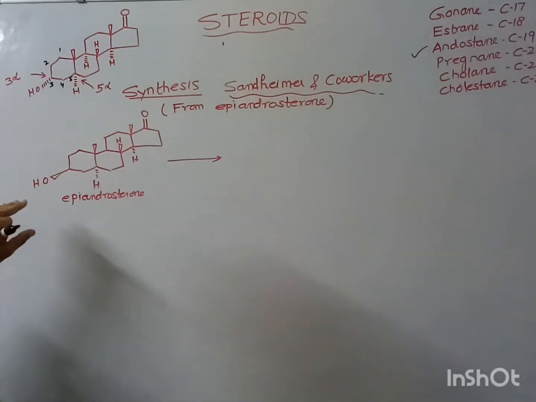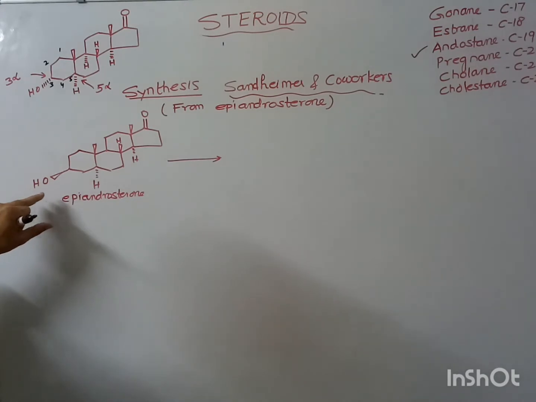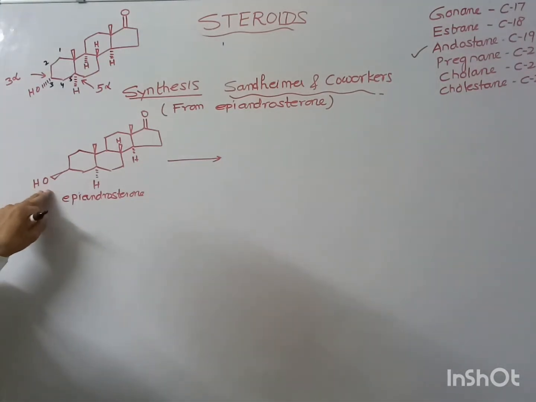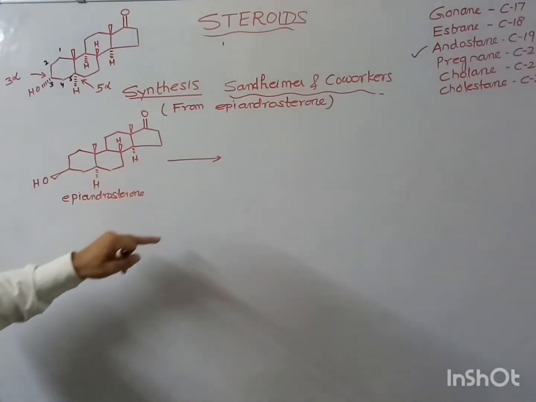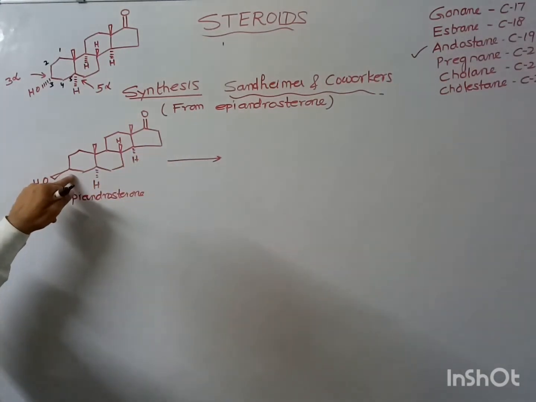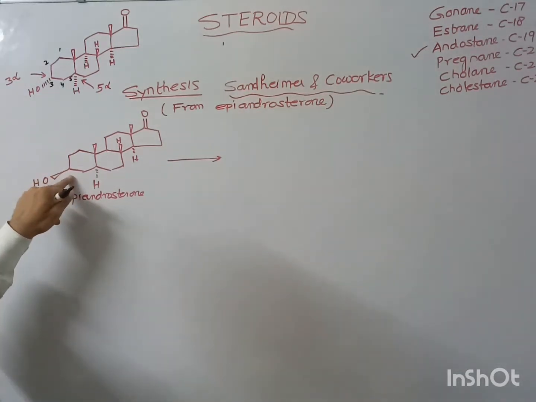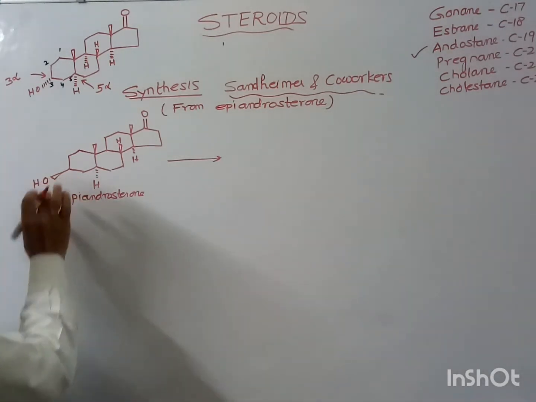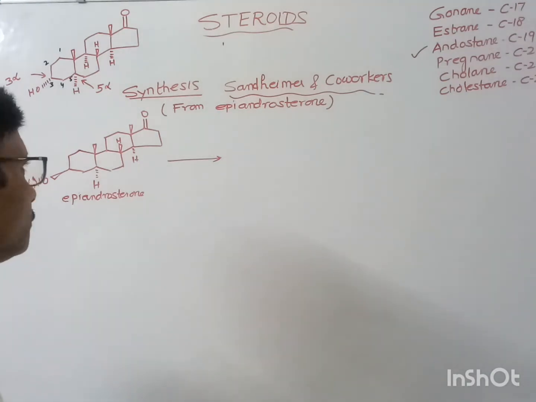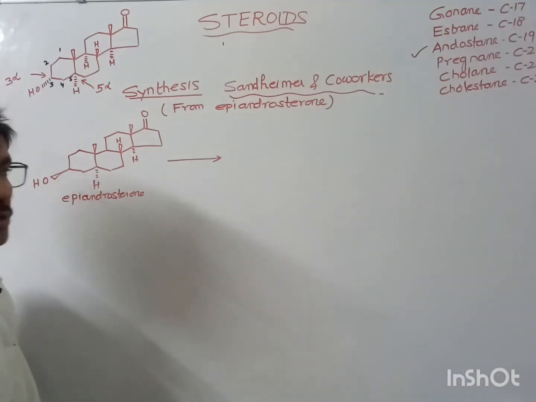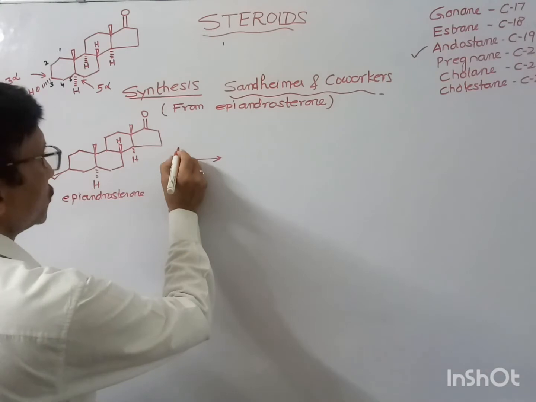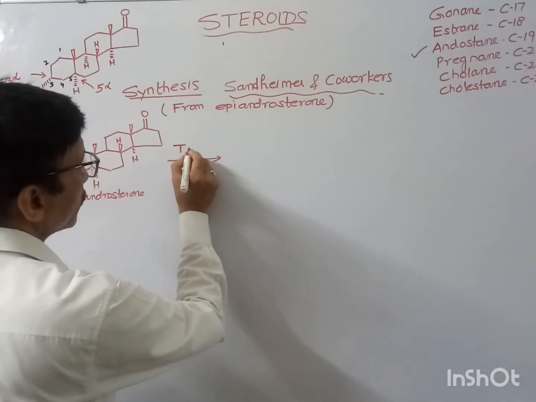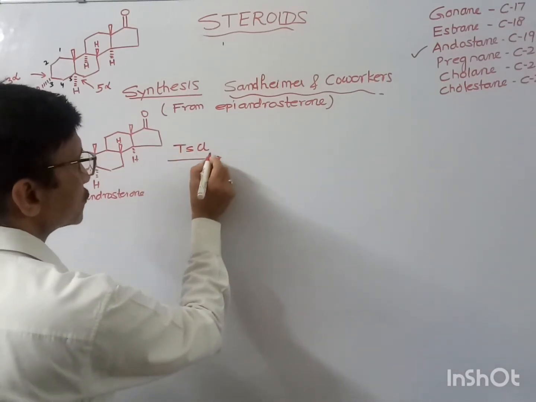So what strategy was followed to synthesize this Androsterone? So it was removed, and when we do the next attack over here, then the next attack would be from below the plane. Okay, so this OH group has to be removed, and OH group is not a good leaving group. That's why it was converted into another good leaving group, that is tosylate. So for this, tosyl chloride was taken in presence of pyridine.